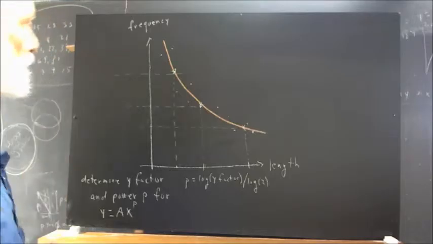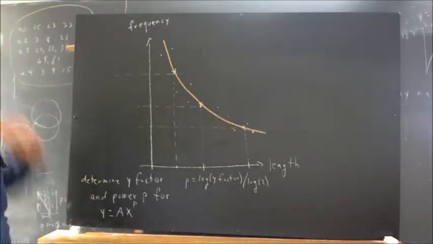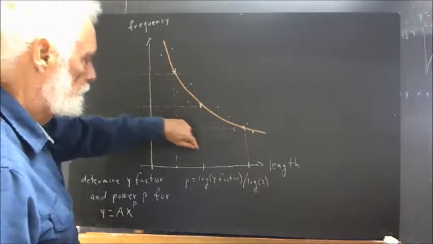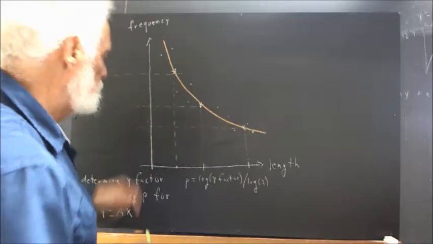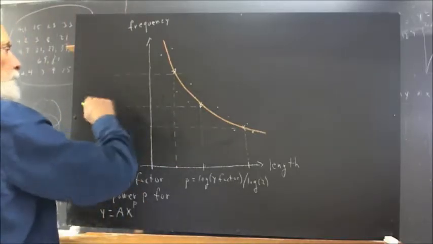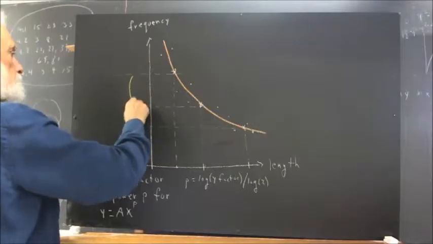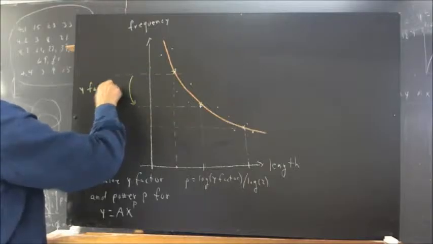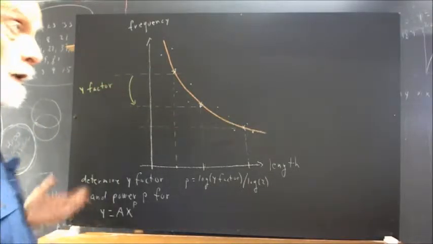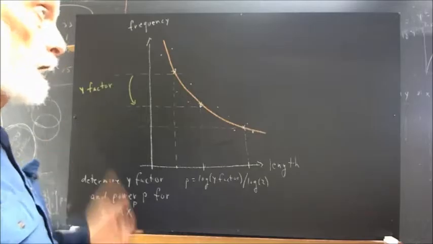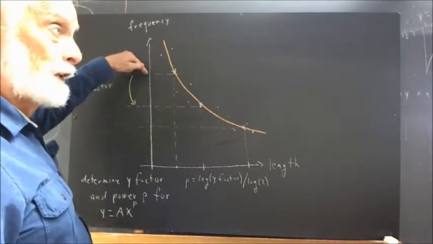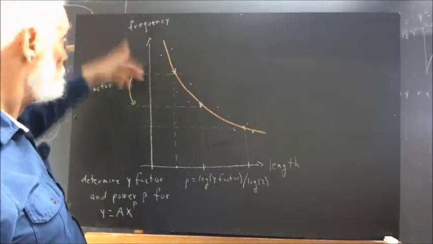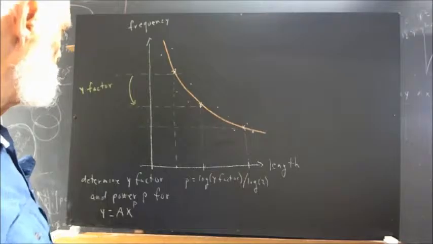Okay? Now, what is the y factor as we go from this point to this point? Now, x doubles from here to here. What's the y factor? Well, in the first place, it should be pretty clear that the y factor is less than 1. If you multiply this quantity here by something more than 1, it's going to get bigger, but it's getting smaller, so the y factor is less than 1.